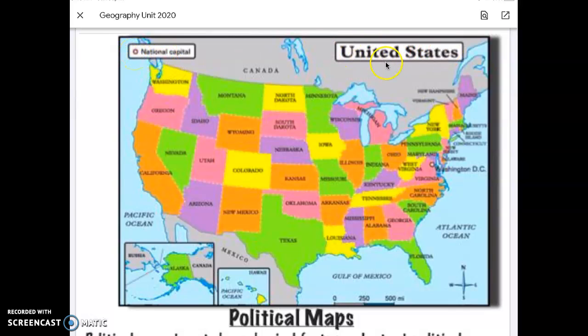We have the title of the map. We have our compass rose, and this one actually shows us our scale as well. So it's 0 to 250 to 500 miles. So we could pretty much do everything we want using this map. And the title would obviously be the United States, looking at the different boundaries of the United States.